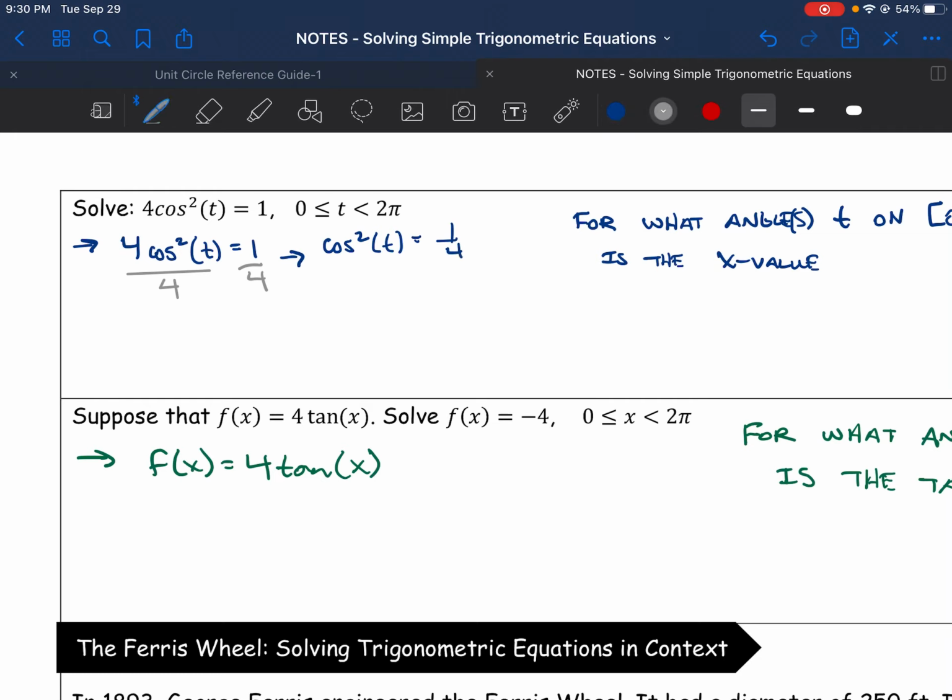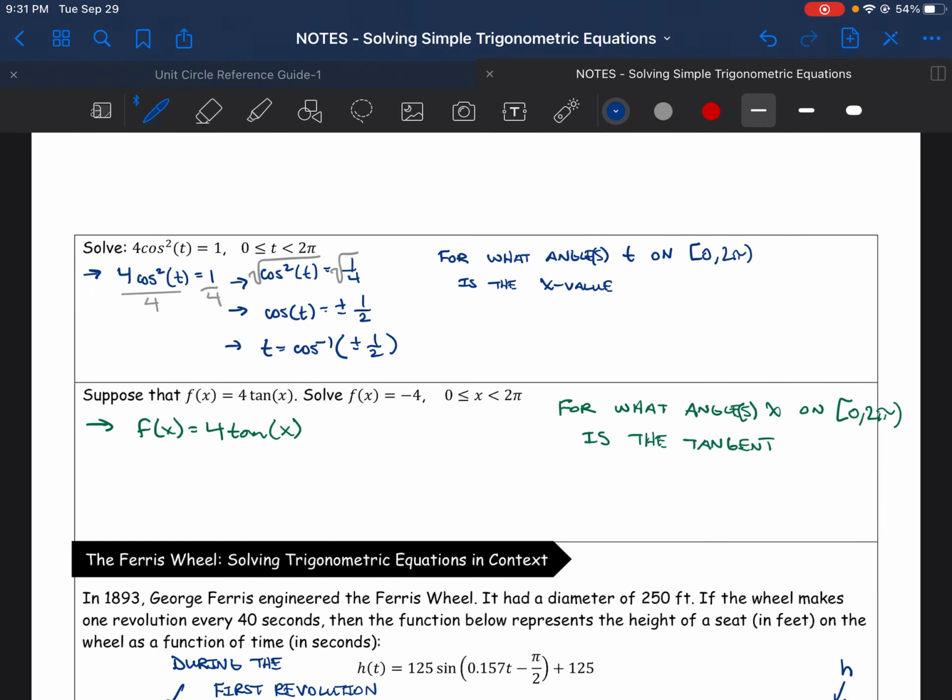We want to get rid of the squared, so let's take the square root of both sides. We get cosine of t equals plus or minus the square root of 1/4. Well, square root of 1/4 is 1/2, because square root of 1 is 1, square root of 4 is 2, so we get plus or minus 1/2. Don't forget that plus or minus, that part's pretty important. And what this means is that if we take the inverse cosine on both sides, t is the inverse cosine of plus or minus 1/2.